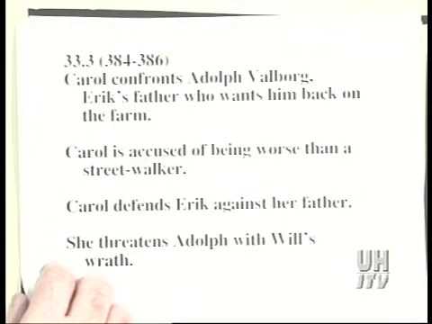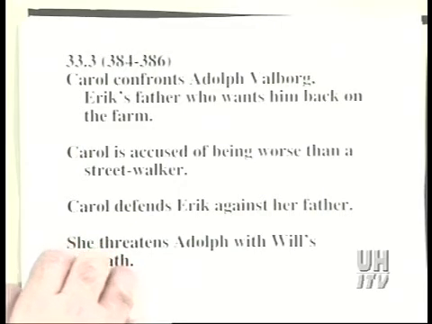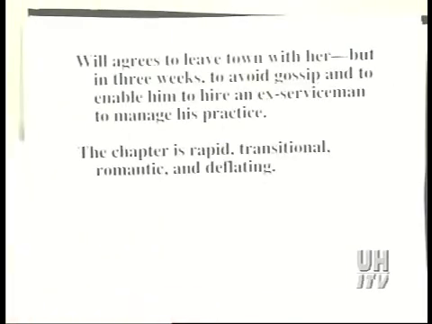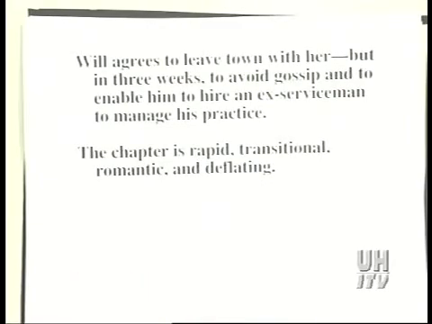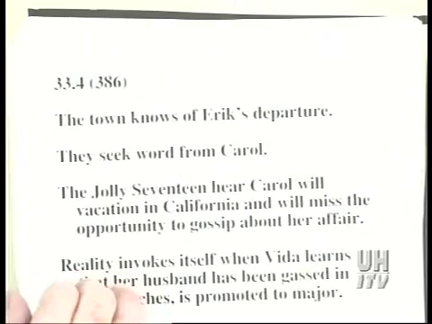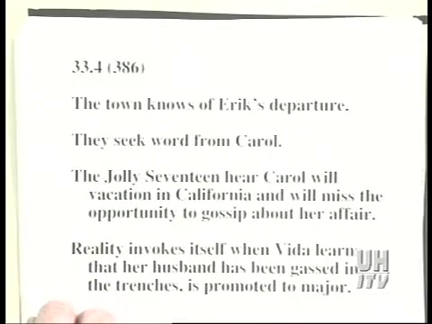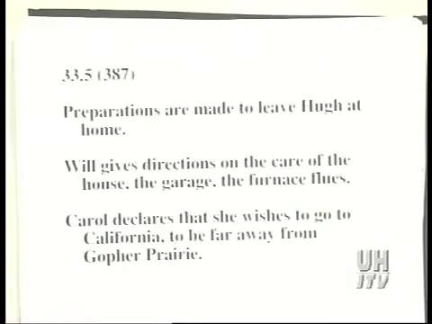In the third section of chapter 33, Carol confronts Adolf Valberg. Eric's father wants him back on the farm. Carol defends Eric against her father, and she threatens Adolf with Will's wrath. He says, if you keep bothering Will and keep bothering me, Will will get at you. But Will agrees it's time to leave, time for a vacation. At the end of chapter 33, everyone knows that Eric has left. They're waiting to hear something from Carol, but Carol and her husband prepare to go to California.